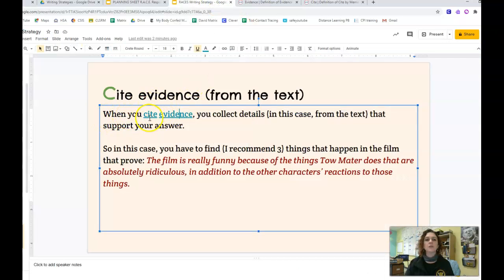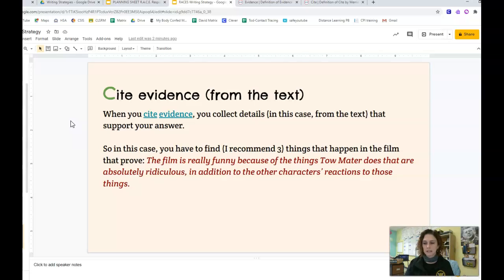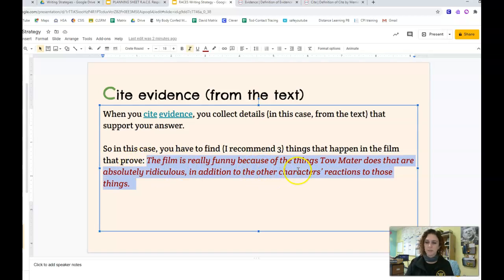So when you refer to the proof or cite evidence, you collect details, in this case from the text, that support your answer. Okay? Collect details from the text that support your answer. Specific details. So in this case, you have to find, and I recommend three. Three is just a nice number. Things that happen in the film that prove your answer. The film is really funny because of the things Tow Mater does that are absolutely ridiculous in addition to the other characters' reaction to those things. So I need to cite three things that happen that are funny and or contain character reactions that are funny.